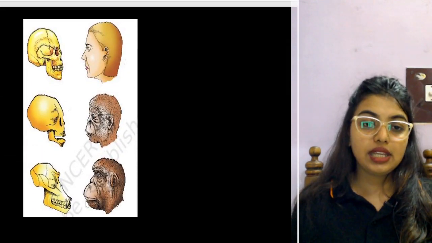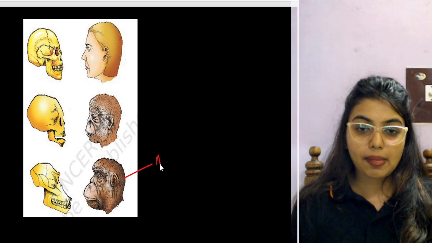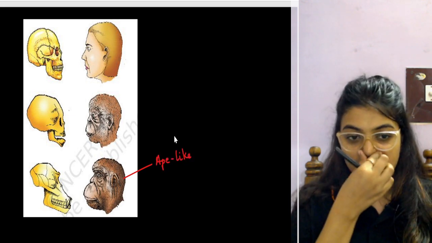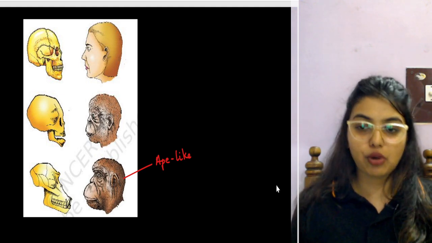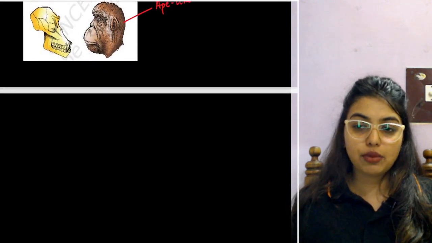So here you can see they were more ape-like. Obviously, face features, if you see, that much difference is not there, but they were able to have an erect body. Okay, they were able to have an erect body. So now students, one more question is there, but yeah, first.